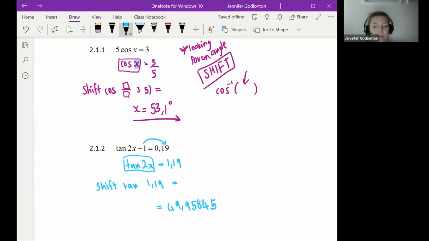Cool. Okay. Now, what is that equal to? Because that's not equal to x. What is that equal to? 49,95845, blah, blah, blah. Good. It's equal to 2x.